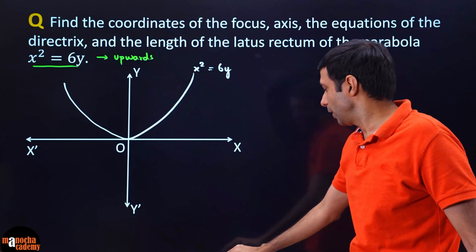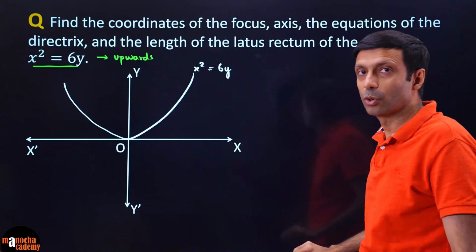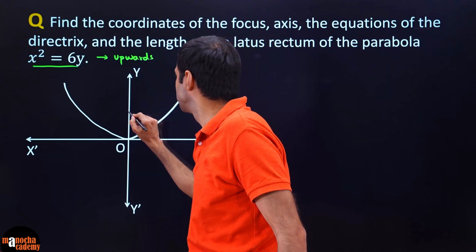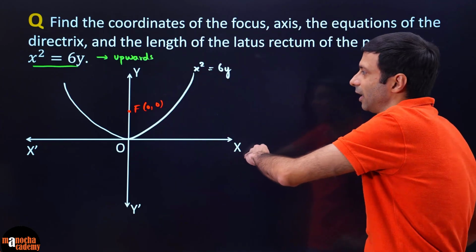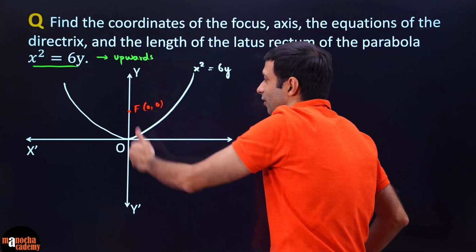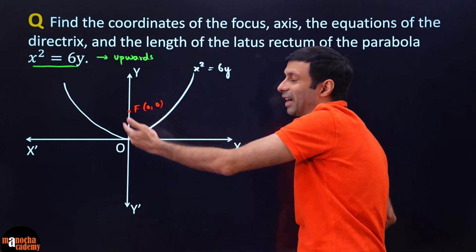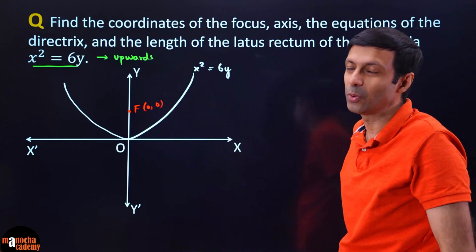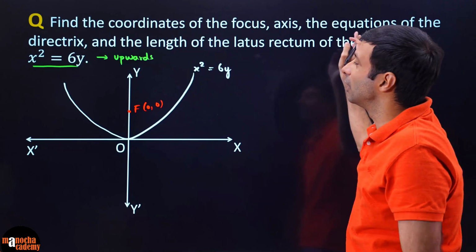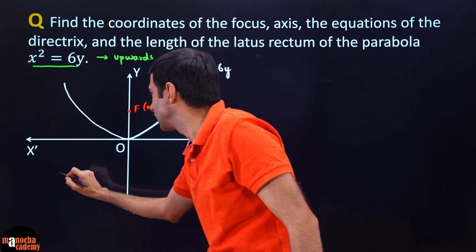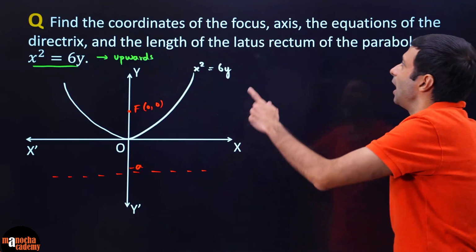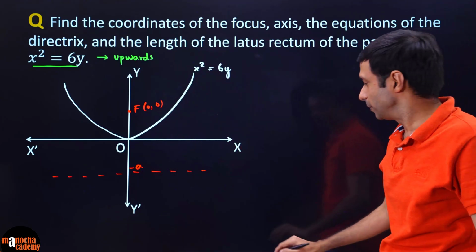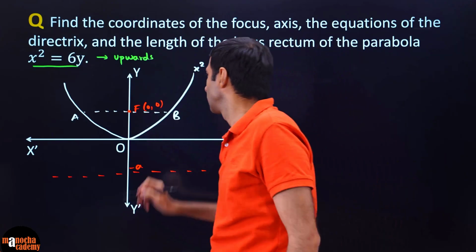Now what are we interested in finding? We have to find the coordinates of the focus. Focus, remember, is here, a comma 0. The axis, this is going to be the axis, sorry, not the x-axis, the axis of symmetry that divides it into 2 equal parts. Then you have the equation of the directrix. The directrix is here, passing through this minus a value, okay, and the length of the latus rectum. So our latus rectum is right here, okay.